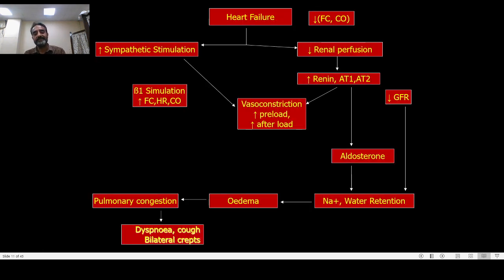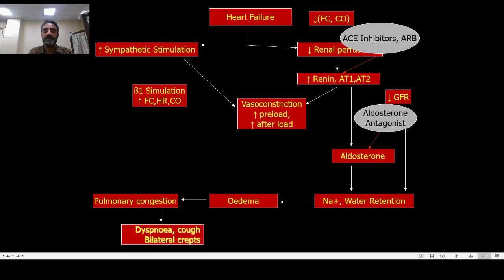So we have seen this cascade of pathophysiology of heart failure already. Let's see where various drug classes act. ACE inhibitors act at this level, at the level of the renin-angiotensin cascade. Aldosterone antagonists inhibit the aldosterone component of the renin-angiotensin-aldosterone system.